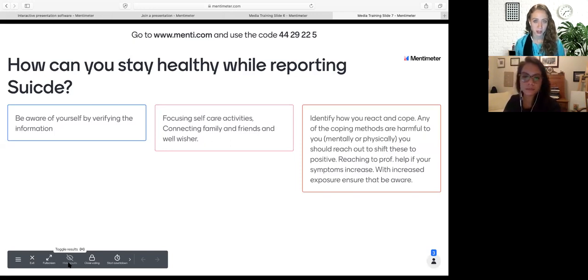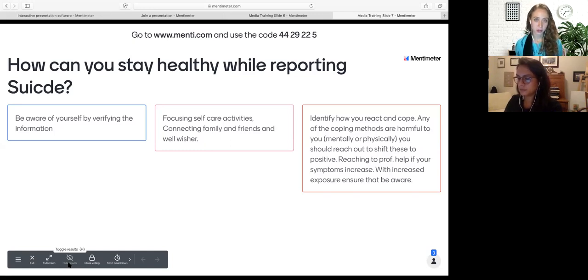is one of the best things you can do. Someone else mentioned identify how you react and cope. If any of the coping methods are harmful to you mentally or physically, you should reach out to shift these to positive. Reaching to professional help if your symptoms increased. That's great too. And being aware of your own tendency.